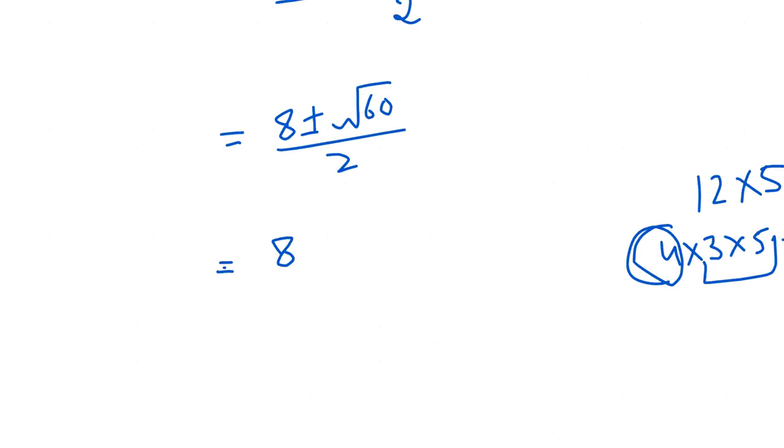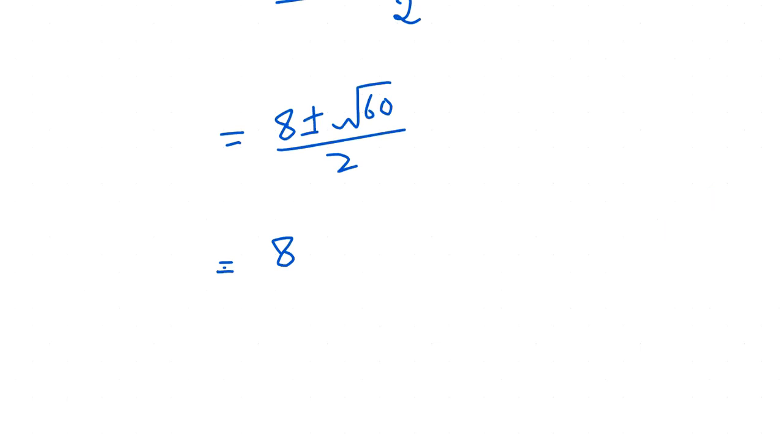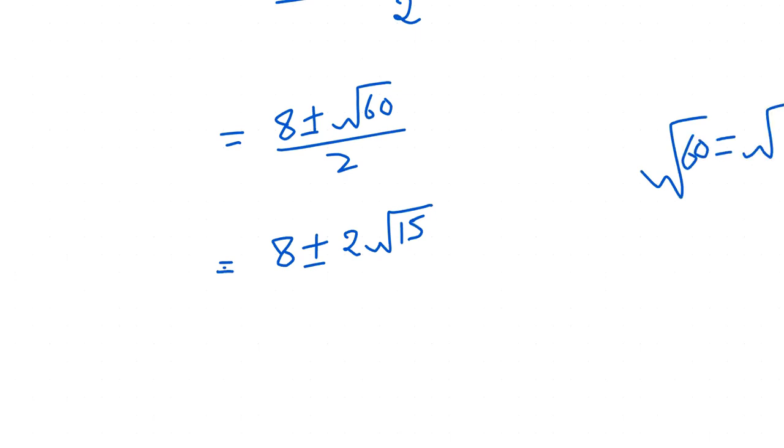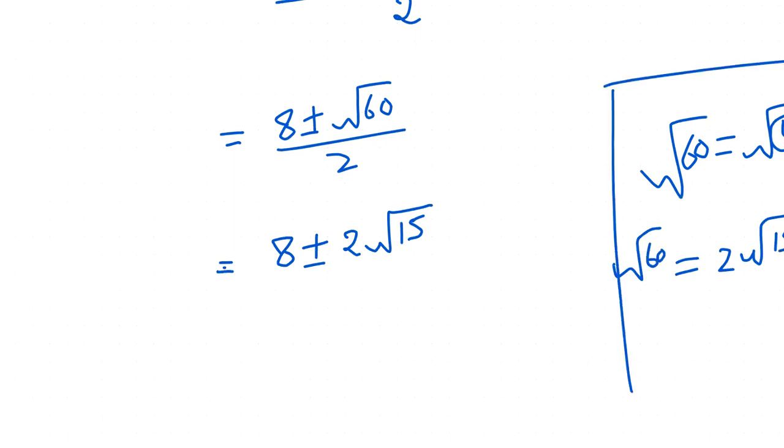15 is not a perfect square and 4 is a perfect square, so we can take 2 outside. You know why? Because in the square root of 60, we can write 60 as 4 into 15. So the square root of 4 is 2, and the square root of 60 can be written as 2 root 15 over 2. Let us take 2 as common, so inside we have 4 plus minus square root of 15 over 2.